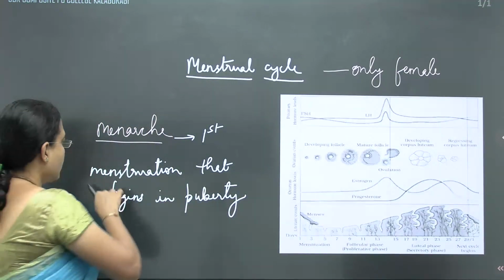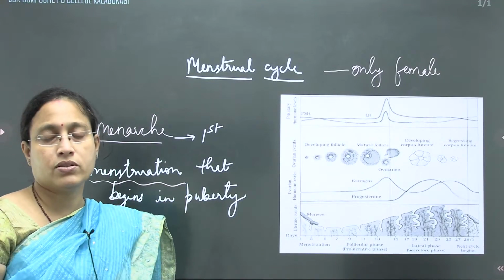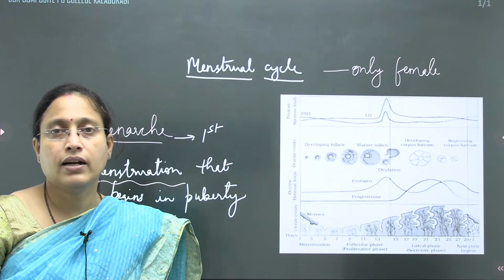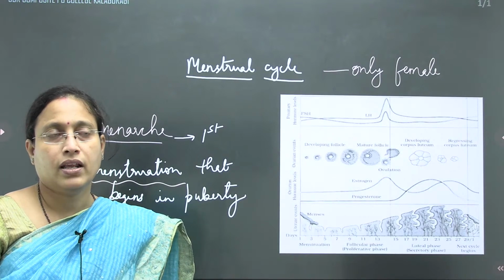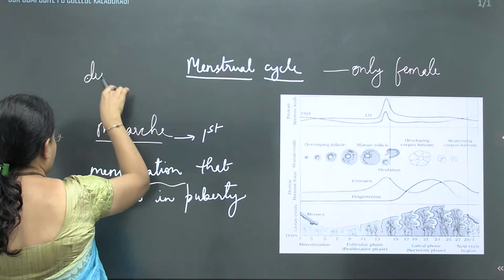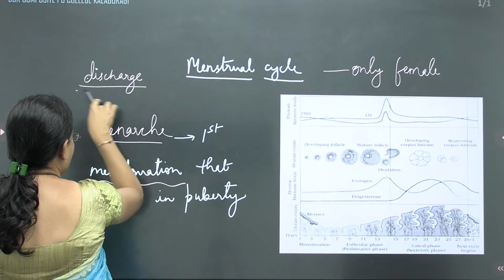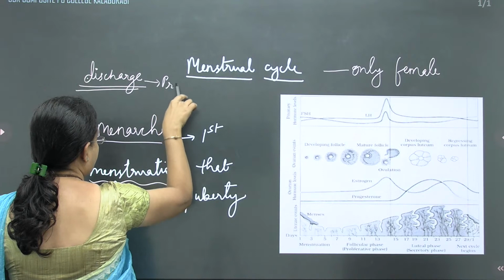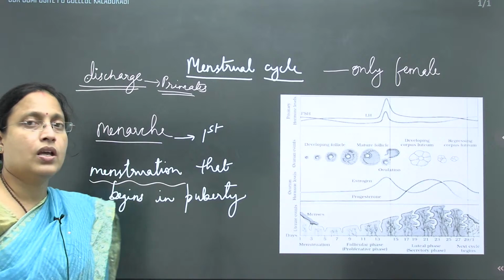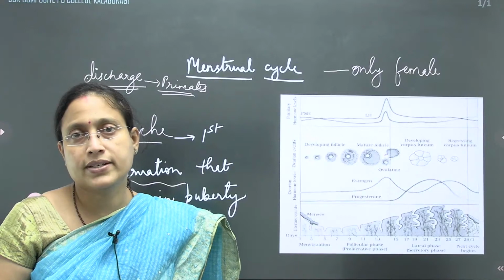Before that, you should know this is one of the characteristic features of the menstrual cycle. The menstrual cycle is associated with a discharge from the female. So you should know that in primates there is discharge. In primates, it is characterized by the presence of discharge. This discharge is basically due to breaking of the endometrium.